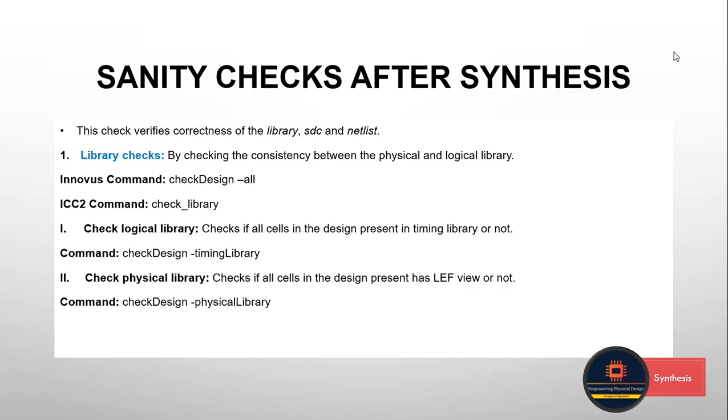We know that there are two types of library, logical library and physical library. In library check, the tool verifies the consistency between both the libraries, physical and logical. And here I have mentioned the Innovus command. If you are working on Innovus, you can just write this command, check design hyphen all. It will report all the library check related reports. And if you are working on the Synopsys toolset, that is ICC2, for that you can use check library. This will give an overall report.